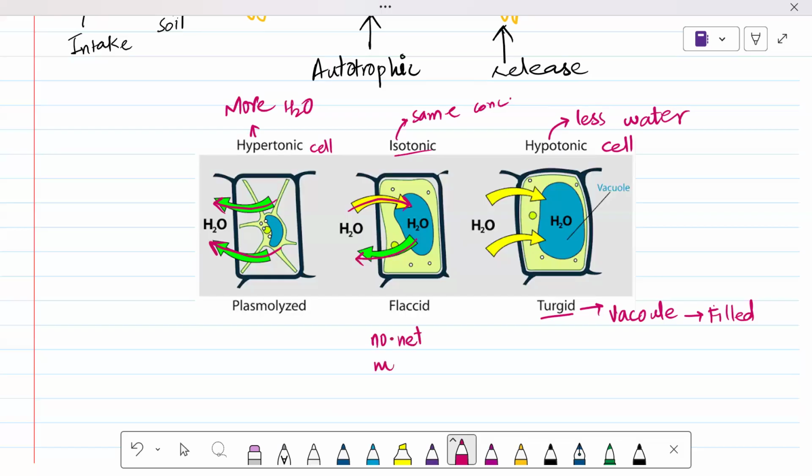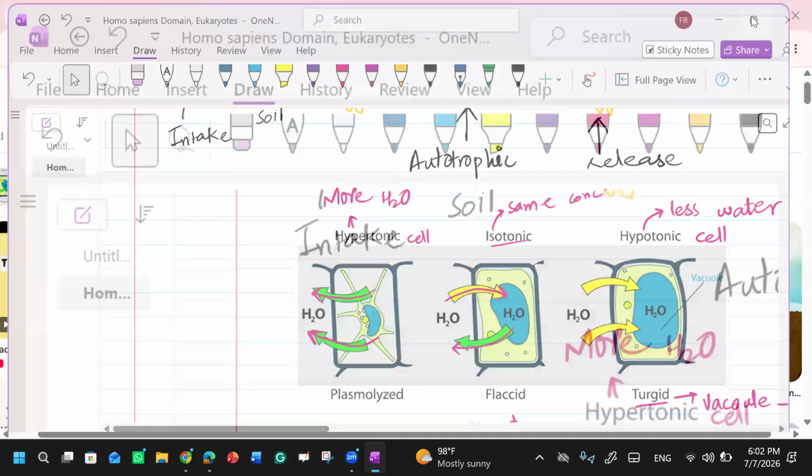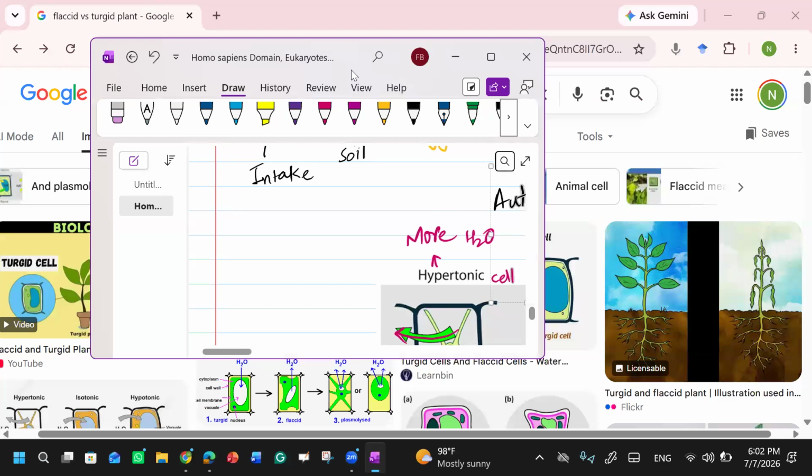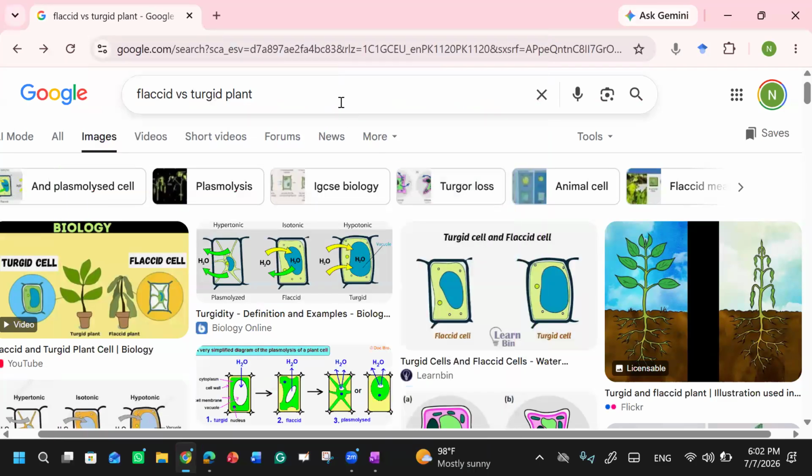No net movement will occur. Okay, are you clear with these terminologies? Hypertonic, isotonic. This is about the cell. Now I'm going to tell you about the solution as well. Okay, solution. How we have such type of solutions.